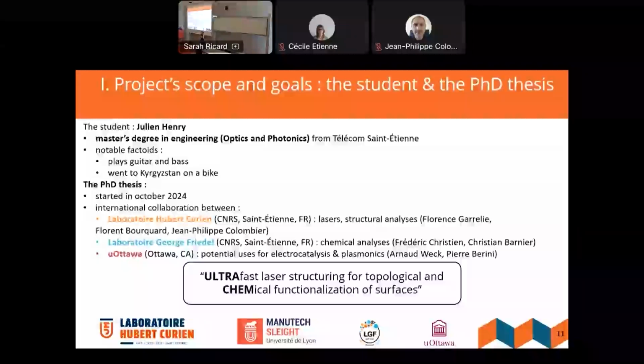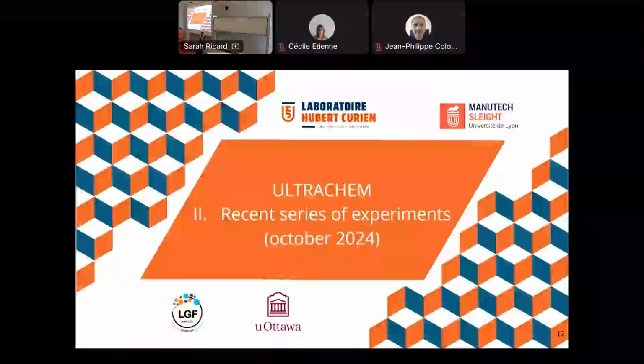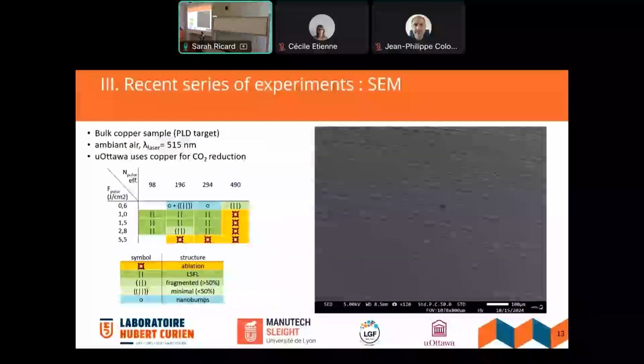So UltraChem, as I said, is ultrafast laser structuring, topological and chemical functionalization of surfaces. So what's already been done in a recent series of experiments, mainly done by Hugo Brouillet and Chetong Xie, who was a PhD student from the University of Ottawa. I'll just show some electron microscopy images which were done. All the irradiation was done on copper because the University of Ottawa used it for CO2 reduction.